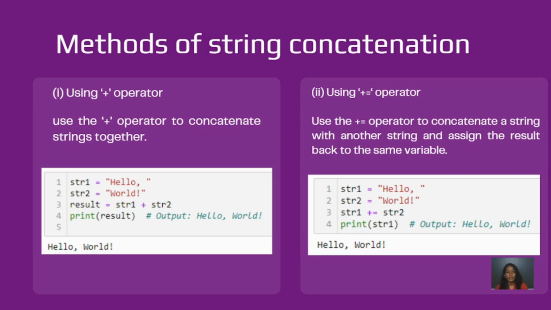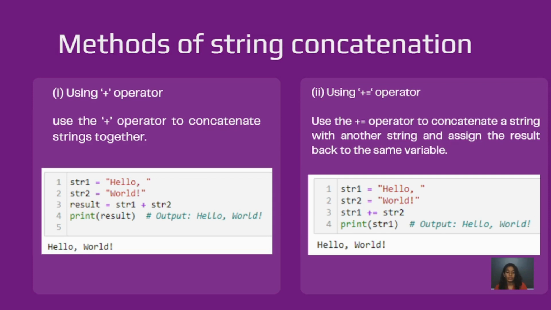The second method is using the plus equals operator. Use the plus equals operator to concatenate a string with another string and assign the result back to the same variable. So as you can see in the example, str1 holds hello, str2 holds world, str1 plus equals str2, and when we print str1, we get hello world.